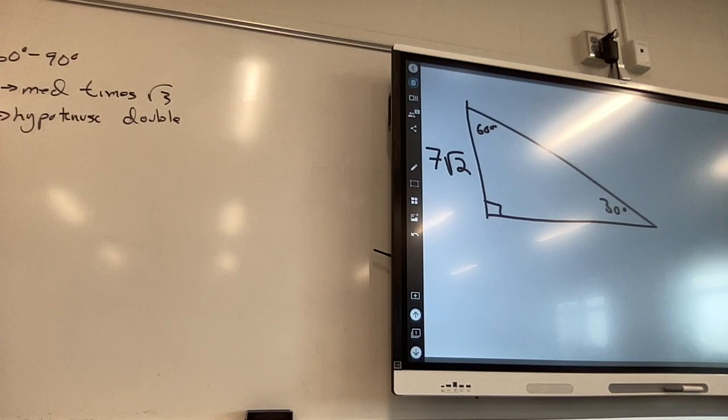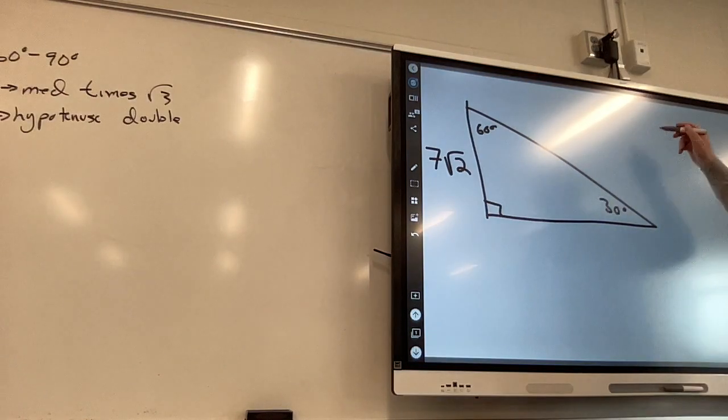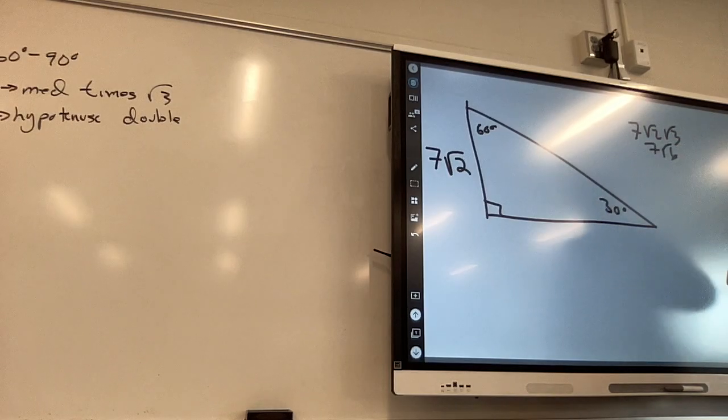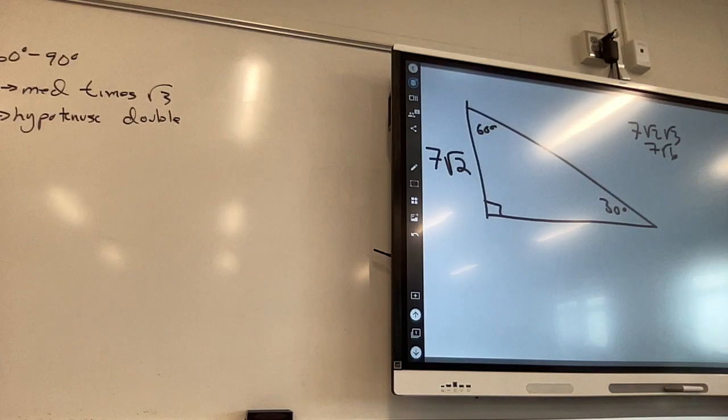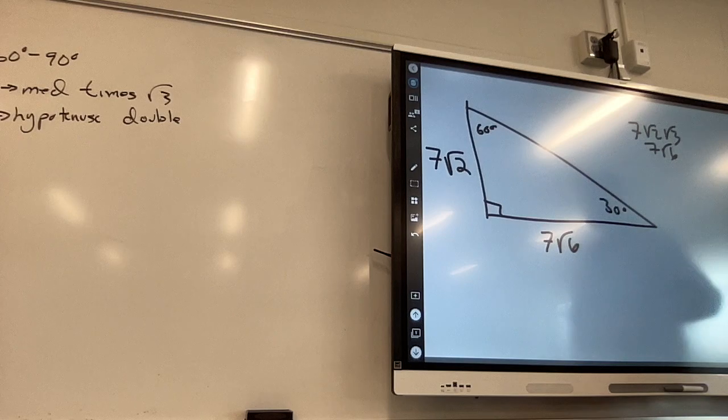Short to medium, we take it times square root of 3. So this is how it works. 7 root 2 times root 3. They can see that. And it is 7 root 6. The 7 stays there happily, and the root 6 does not break down. So this is 7 root 6.